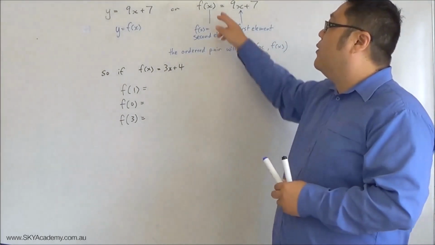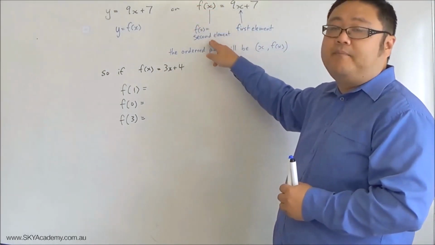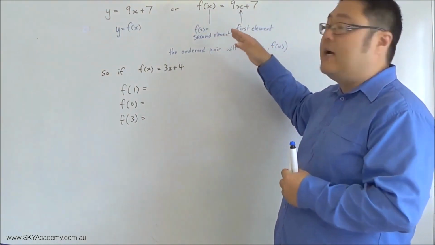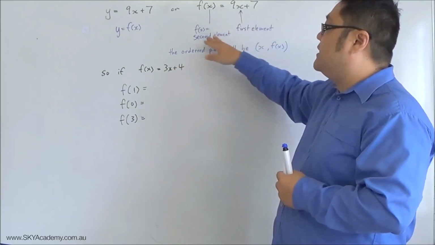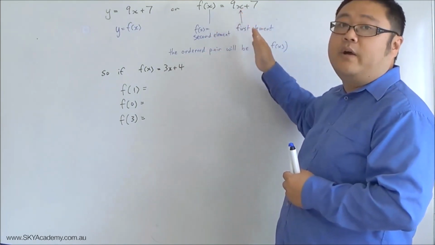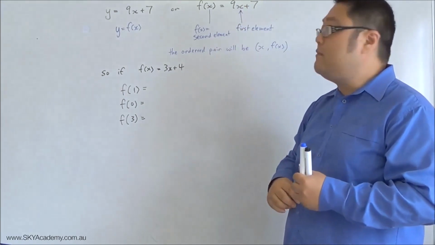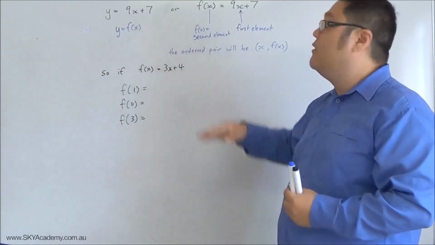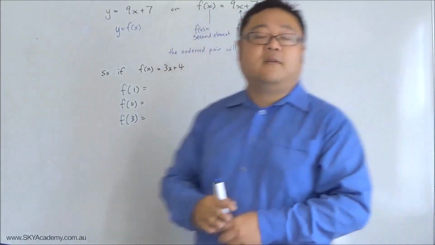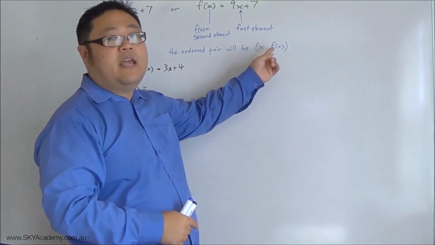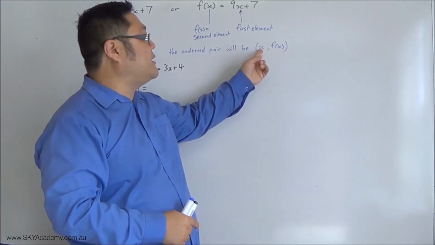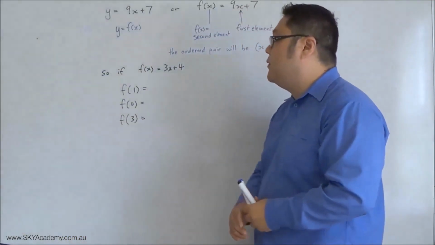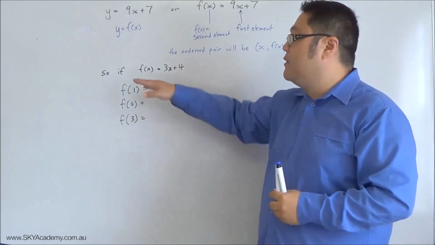Where f of x is basically your second element, 9x plus 7 is the rule to get your second element, and x is where you input your first element. And so the ordered pair that you'll get from this function is x, f of x. Your first term would be x, your second element would be f of x.